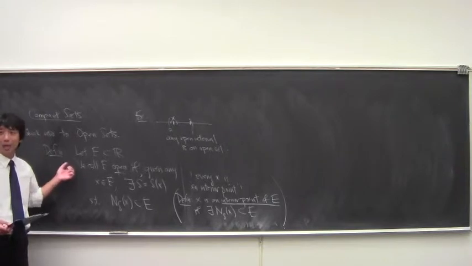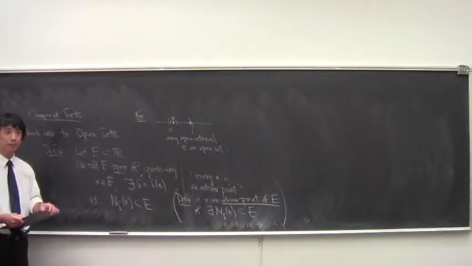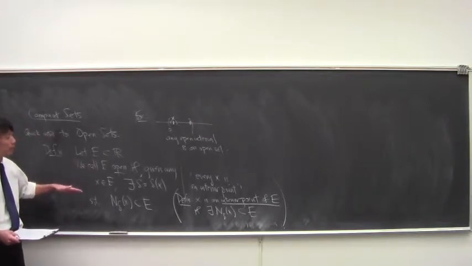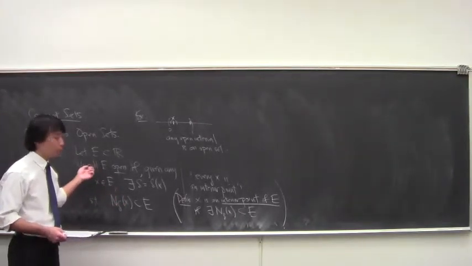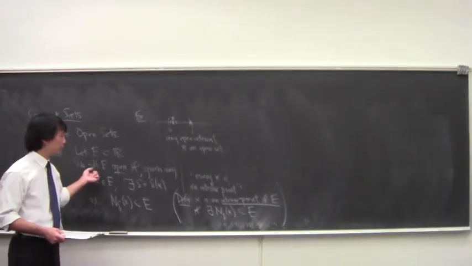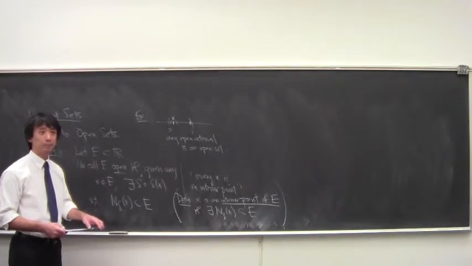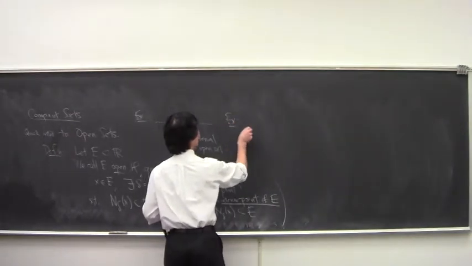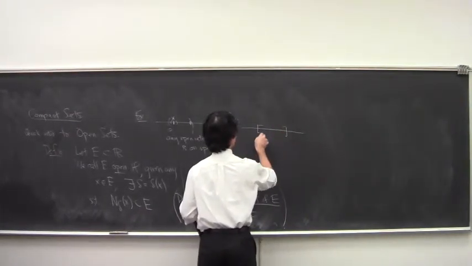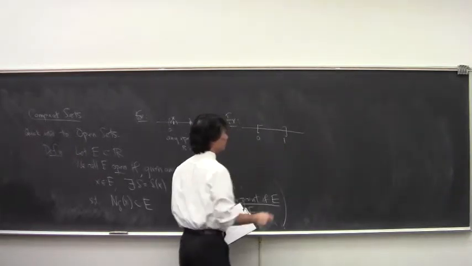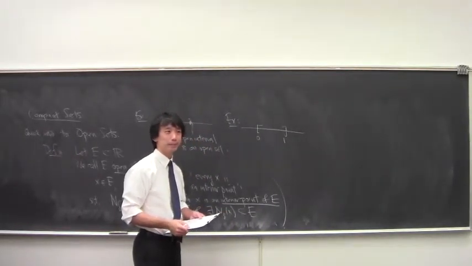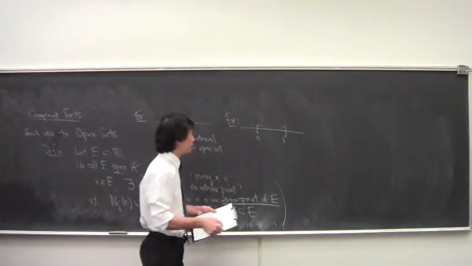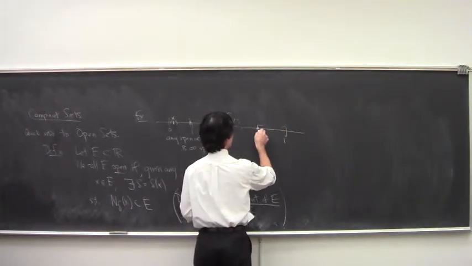Somebody give me an example of a non-open set. Can you give me an example of a set where there's some point or points that are not interior? A closed interval, right? So let's look at the closed interval [0, 1]. Well, what points fail to be interior? 0 and 1, the endpoints.